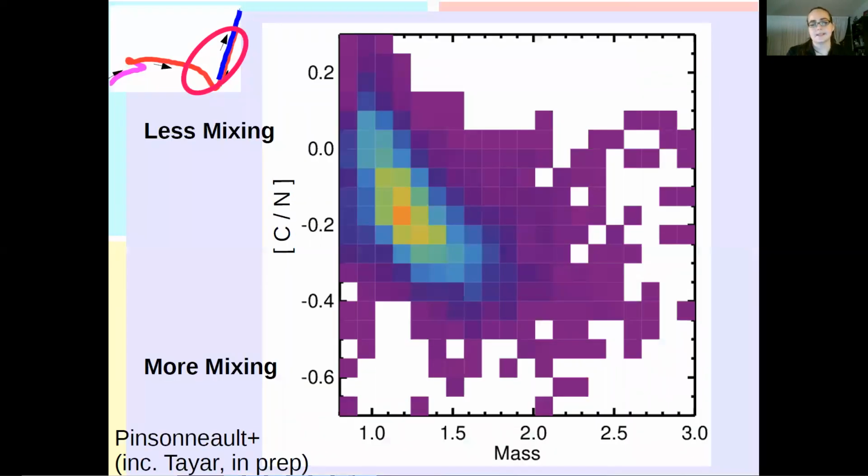And finally, mixing. As these stars are evolving on the red giant branch, they're developing surface convection zones. These convection zones are getting deeper, and they start penetrating into regions that have been affected by nuclear processing.